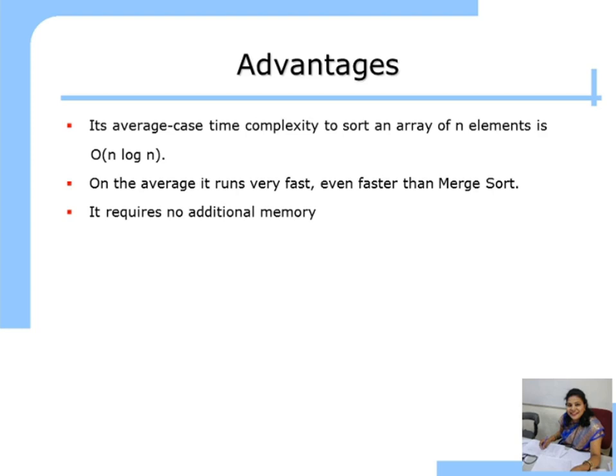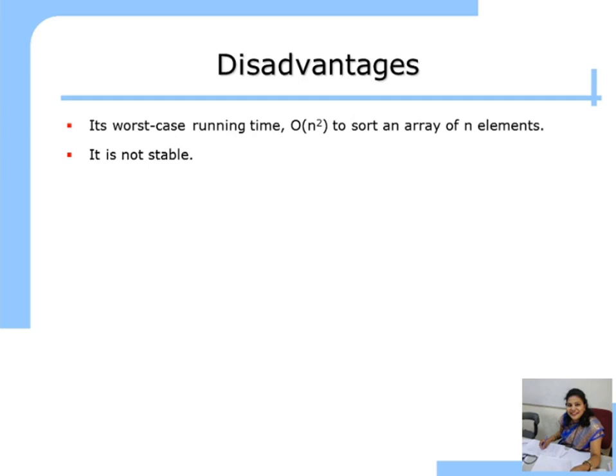So on average, it runs very fast, even faster than merge sort. It requires no additional memory, unlike radix sort. Radix sort requires additional memory, but quick sort doesn't. So what is the one disadvantage? Its worst case running time is O of n square to sort an array of n elements. So for worst case input, it is not good. It has a higher time complexity as compared to radix, where all the complexities are n log n.